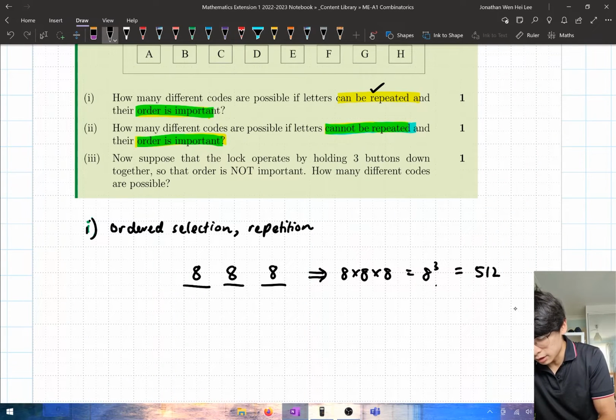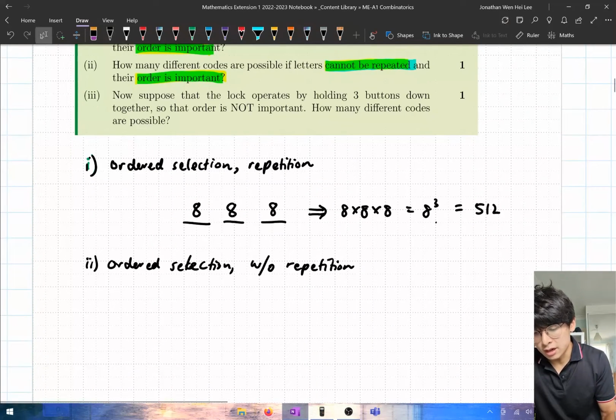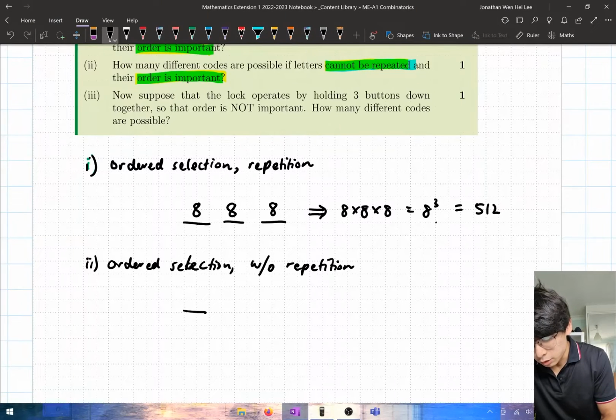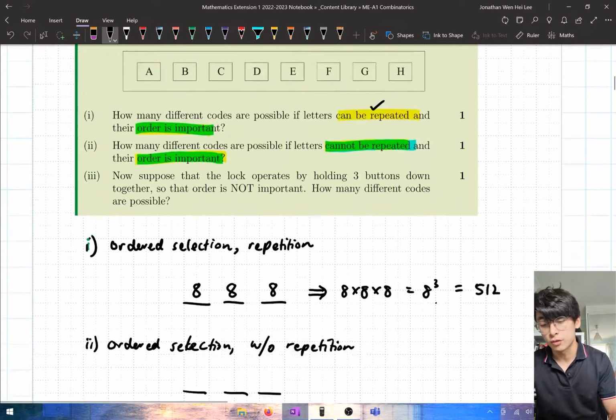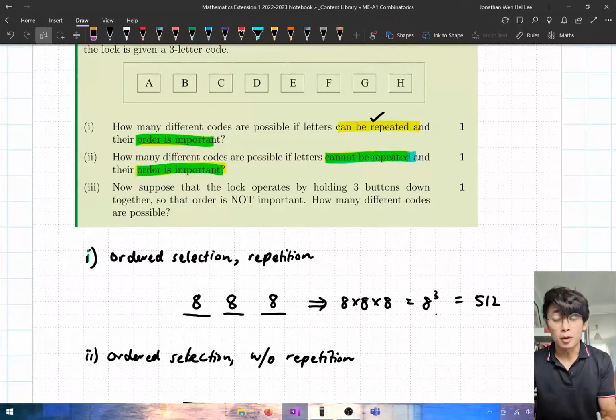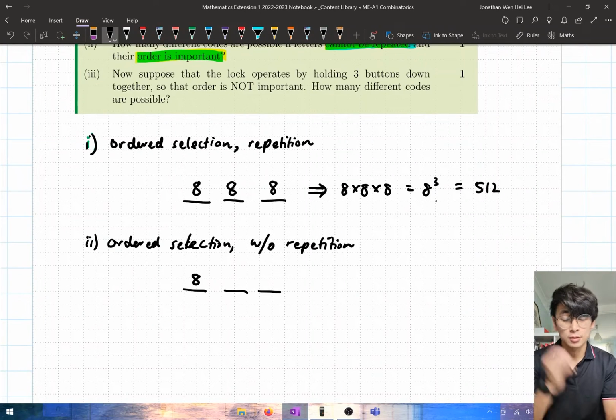So let's make a note here. This is an ordered selection, so this is once again a permutation. But here, repetition is not allowed, so it's without repetition. Let's draw up our three possible letters: 1, 2, 3. In the first spot, how many possible letters can we choose from? Well, there are 8 possible letters, so I can choose from 8 in the first spot. How about the second spot?